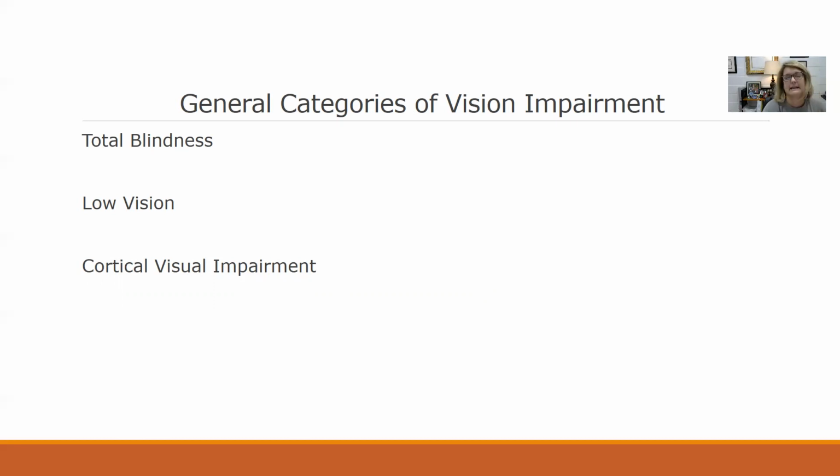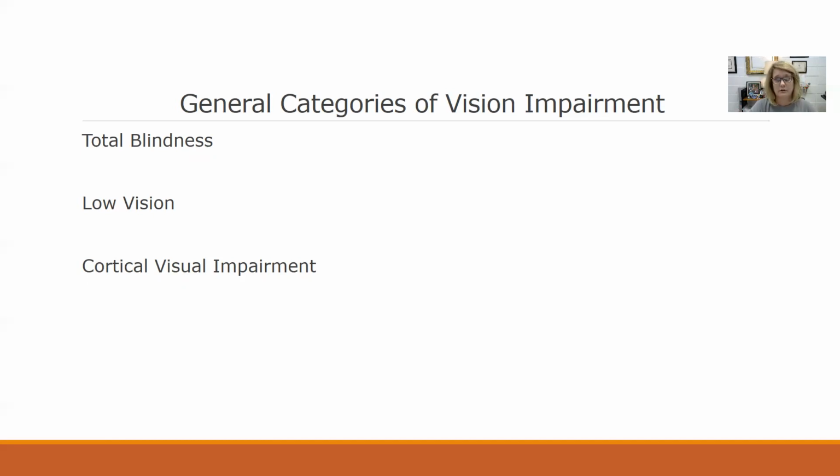It is estimated that about 25% of people who have visual impairment are totally blind. Okay, so that leaves 75% who fall into that low vision or cortical visual impairment category. So only 25% of people will be totally blind. And it's important also to note that nearly all children who have visual impairment have some type of usable vision. Okay, so they may have vision impairment, but they do have some usable vision.